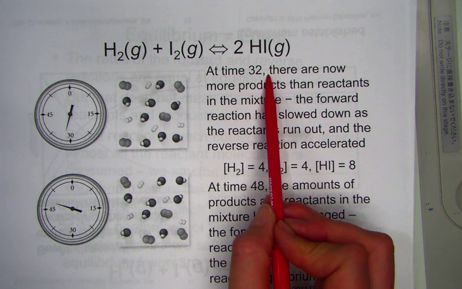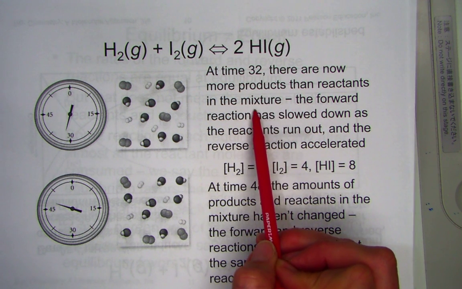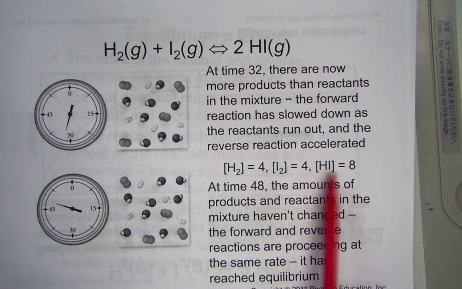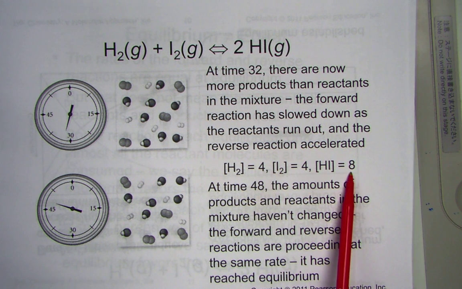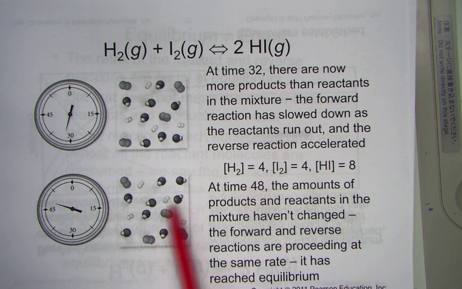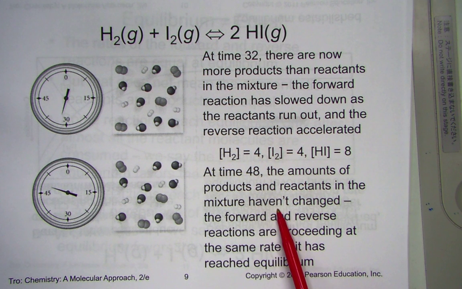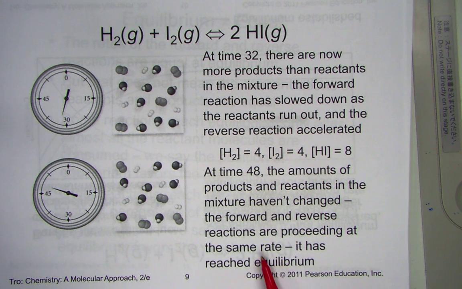By time 32, we now have more products and fewer reactants in the mixture. We've cut that down to 4 H's, 4 I's, and now 8 HI's. At time 48, still proceeding and investigating, the amounts of reactants and products in the mixture haven't changed. When I again reach dynamic equilibrium, the rates of the forward and the reverse reactions are constant.